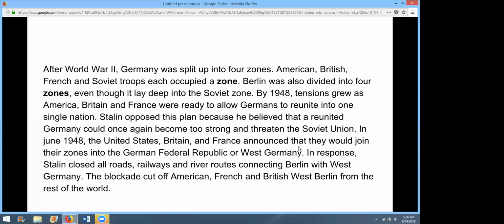would join their zones into the German Federal Republic, or West Germany. In response, Stalin closed all roads, railways, and river routes connecting Berlin and West Germany. The blockade cut off American, French, and British West Berlin from the rest of the world.